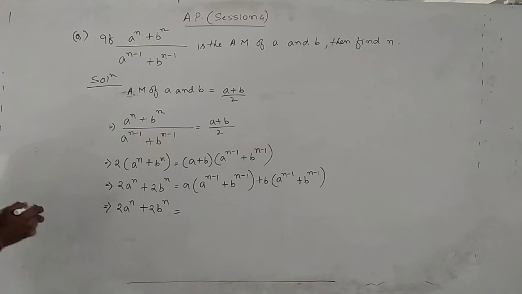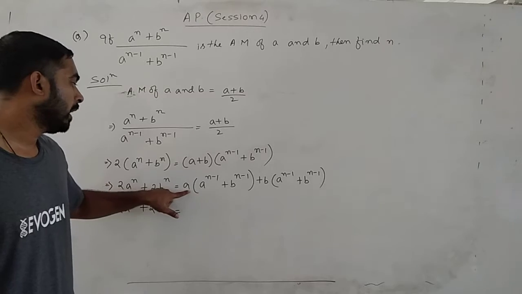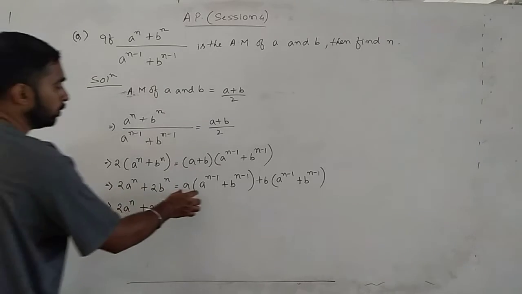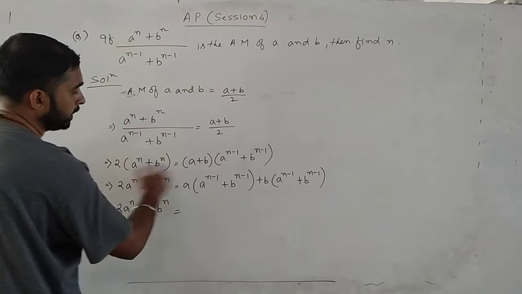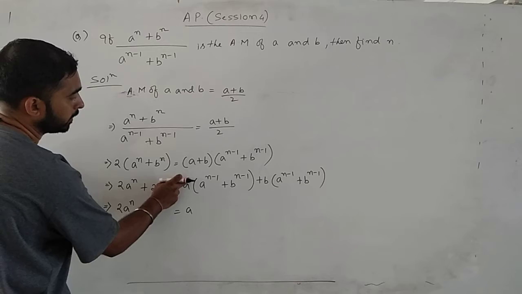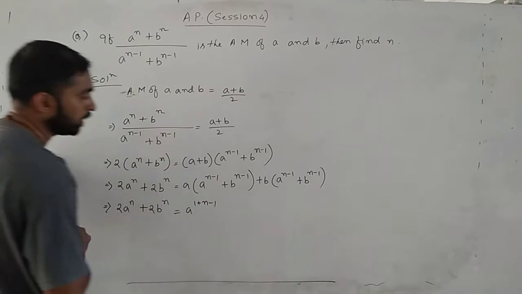Now here, if you multiply them, both the numbers having the same base. So by the law of indices, if both the numbers have the same base, then the base will be common and we have to add the powers. Here the power is 1 and here n minus 1, so 1 plus n minus 1.